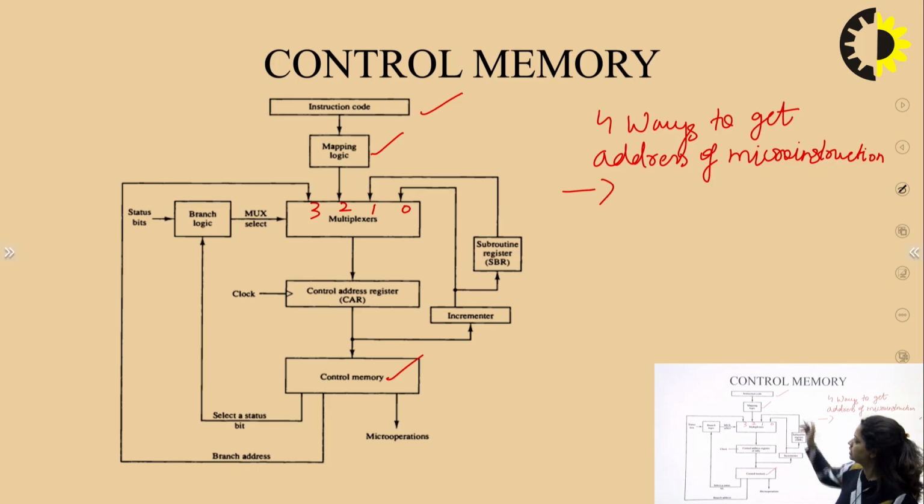One way is to get an address from the external source. The instruction is fetched from the memory and converted by using a mapping logic into our micro instruction address, and that address is stored in the CAR register, the control address register. That is the address of the current micro instruction stored in our control memory. One way is this mapping logic, which I will discuss later. Another way is this: suppose we get this address, and at that address some branch occurs.